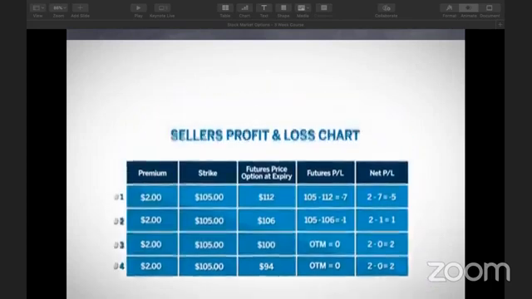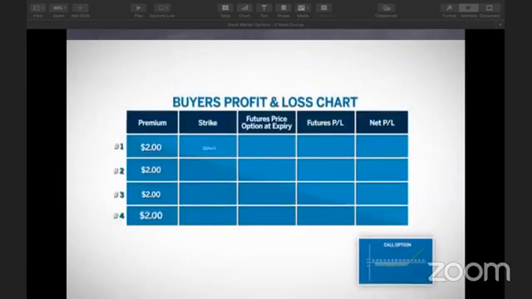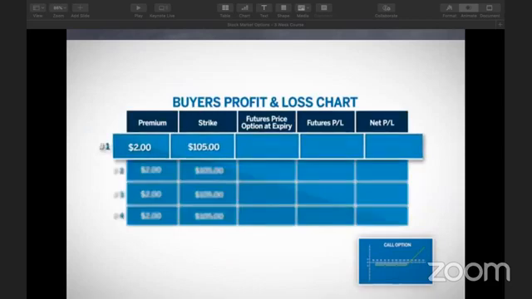Now let's look at the same group of scenarios, but from the buyer's perspective. In this case, you buy a call at 105 and pay $2 premium to the seller. Let's look at your profit and loss potential using the same futures prices at option expiration. In scenario 1, the futures price at option expiration will be 112. This option is in the money. You exercise the option at 105. With the futures at 112, this will result in a gain of 7.